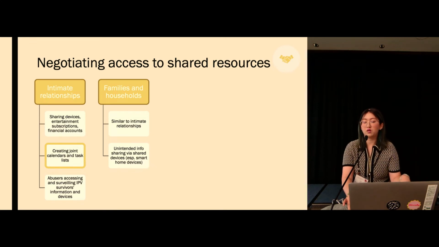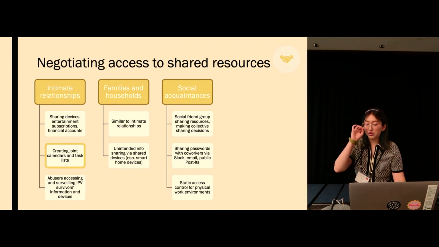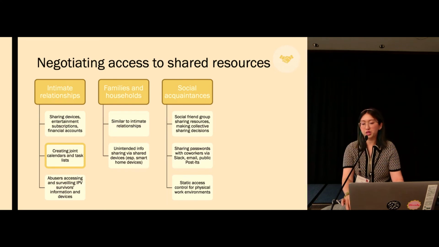Within family and households, there's actually a lot of similarity to intimate relationships, but more broadly, there has also been empirical work on how smart home devices can unintendedly share personal information with other household members. Within social acquaintances, there's been participatory design work on encouraging groups of users to envision social solutions to the access and SMP problems they face as groups.